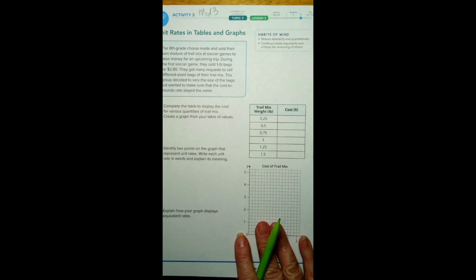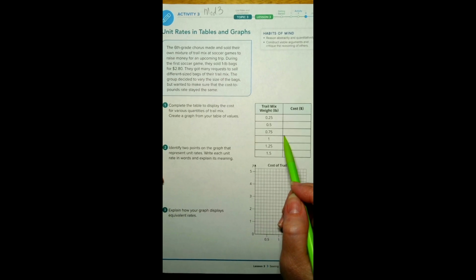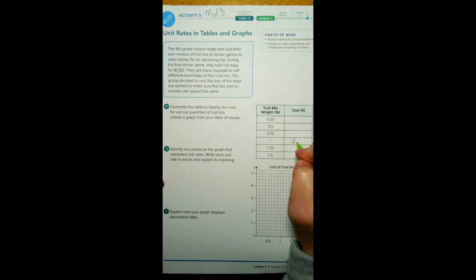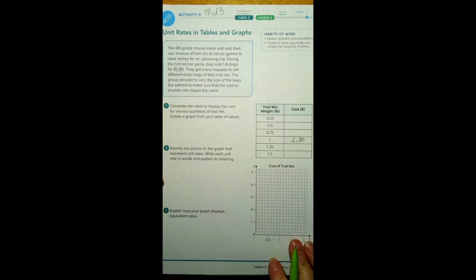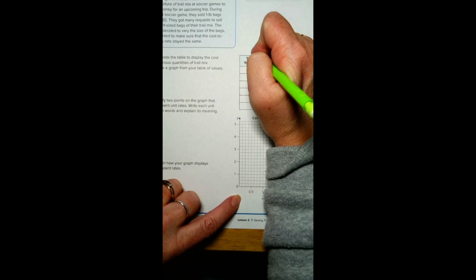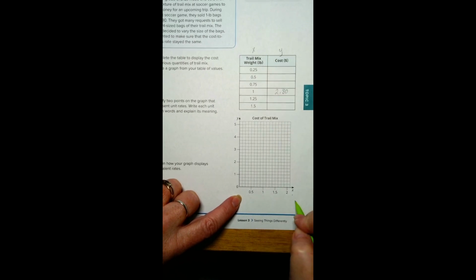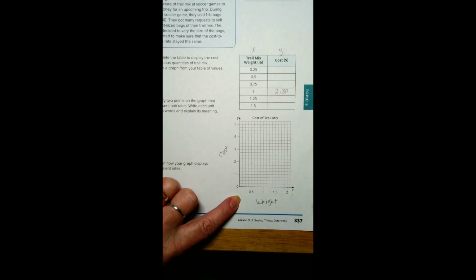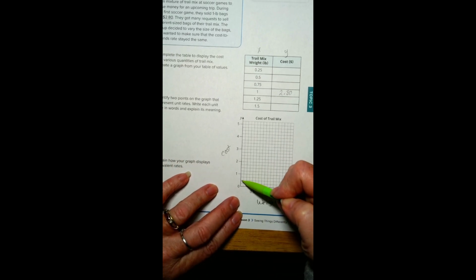Okay, so they tell us first that 1 pound is $2.80. So we'll put $2.80 here. It tells us to graph it as well. So let's see. This is my x-axis. This is my x. This is my y. So this is the weight. And this is the cost. Okay, so 1 pound will be here. And $2.80. Let's see, this is going up 1, 2, 3, 4.